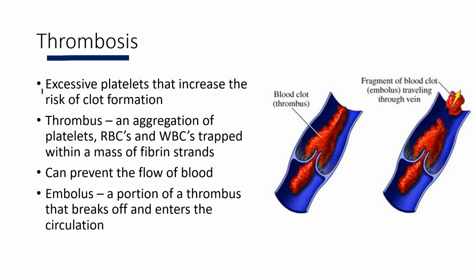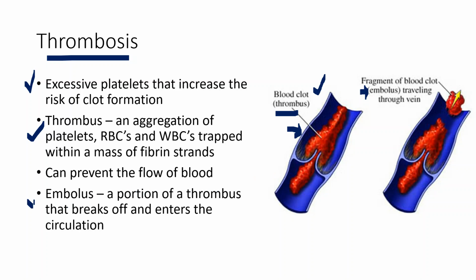Thrombosis. Thrombosis is excessive platelets, which are going to then increase the risk of clot formation. A blood clot is called a thrombus. Once that blood clot is now mobile and is traveling through the bloodstream, it is called an embolus once it starts moving. So the thrombus is an aggregation of platelets. Again, it's going to be sticky, so it's going to collect a lot of red blood cells and white blood cells all within this big, huge mass, which, as you can see, as this blood clot keeps growing, it could close off that entire vein. That is a vein right there that we're looking at, and can prevent blood flow downstream from that clot.